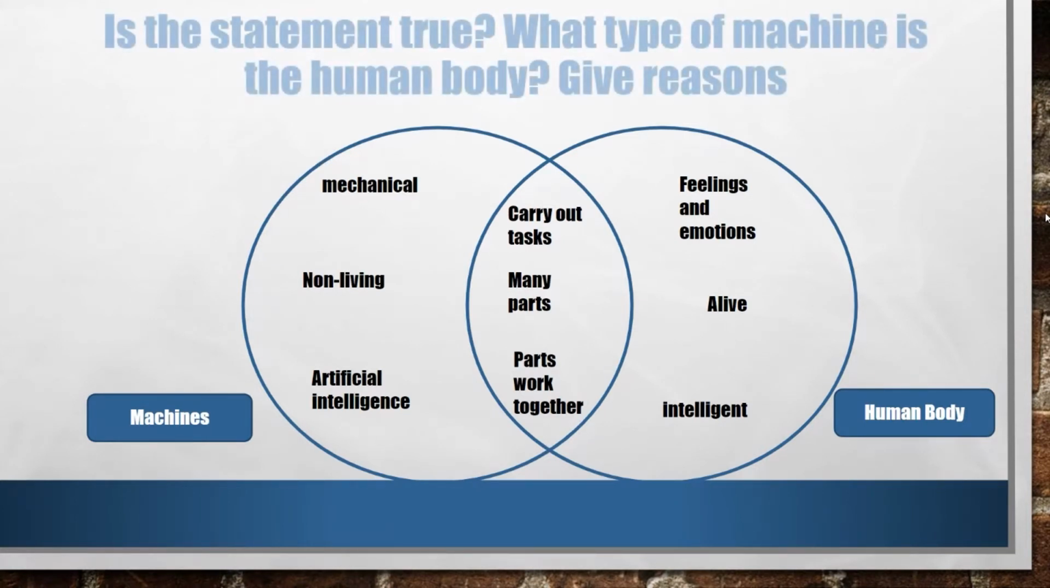So, let us think back at the statement. The statement said the human body is a machine. So, is that statement true? Looking at your Venn diagram, can you say that the human body is a machine? What do you say? Well, they do have some similarities. Yes, they are able to carry out tasks. They consist of different parts and the parts work together. Good. So what type of machine then is the human body? What type would you say?